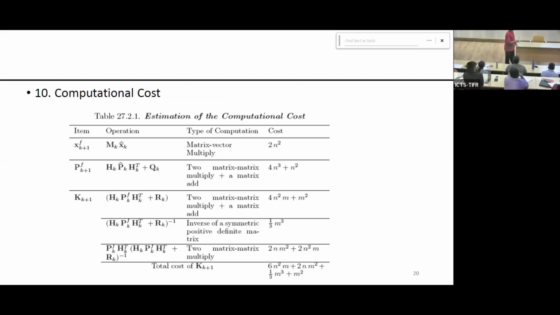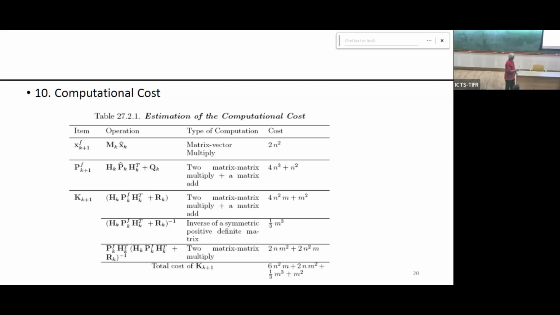To compute the Kalman gain, this matrix is this much time. To compute the inverse, take this much time. To compute the forecast covariance matrix, it takes this much time. I'm sorry, to compute the Kalman gain takes this much time. So the total time to compute the Kalman gain is this much. Now, what is that I would like you to think about?